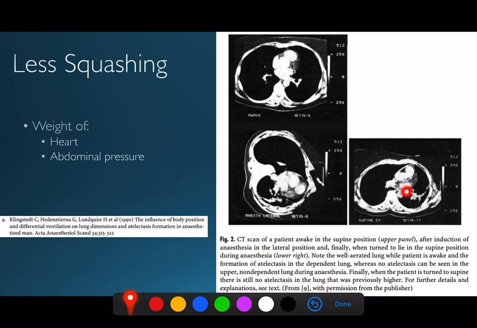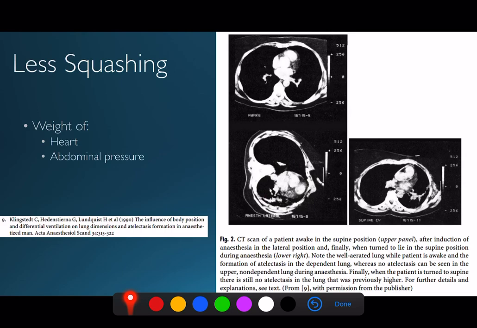And can you see here how this atelectatic lung is still there? So that atelectasis hasn't improved. So this is how much the mediastinal tissues can move. And so you can imagine how over time you can just press down on the bases of the lungs, causing collapse. And by turning the patient forwards, i.e. prone, instead of the weight of the heart pushing down on the spine and the bases of the lungs, it's going to be pushing on the manubrium, the sternum, and therefore not causing as much compression of the lungs and relieving some of that pressure atelectasis.